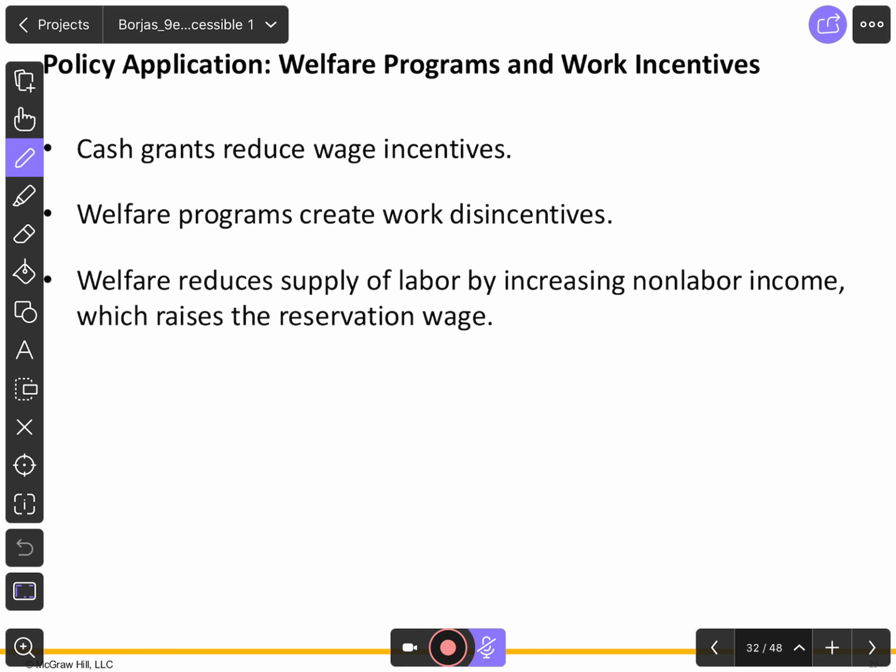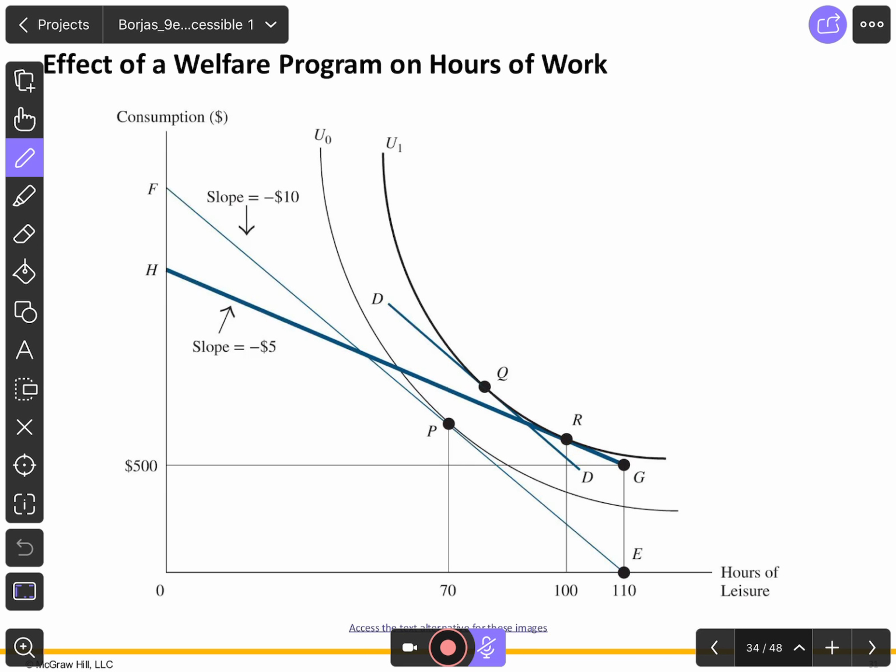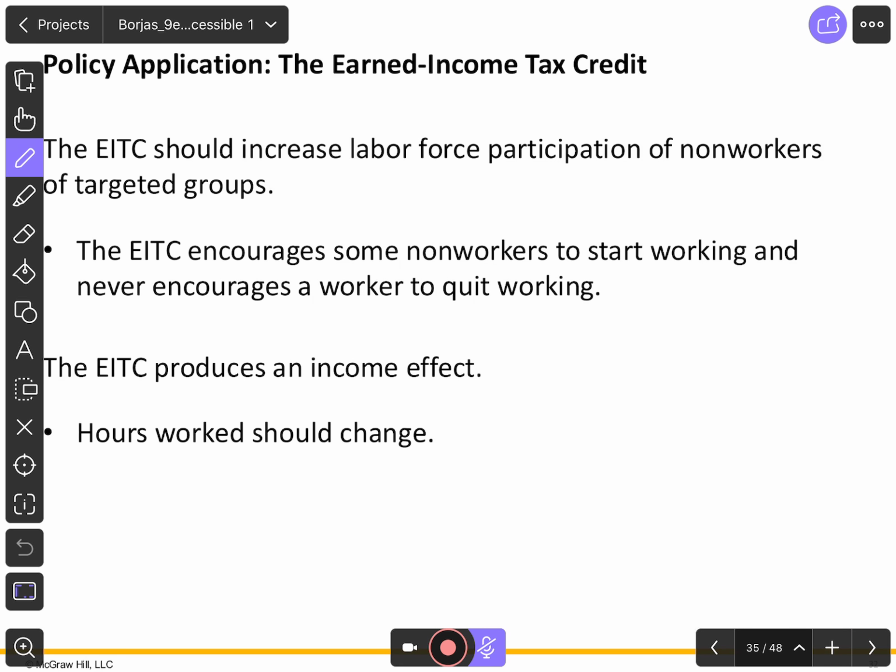Okay, so I'm going to stop here, and I want you to read the policy applications. I also want you to go over these graphs, and read about the earned income tax credits. These parts should be easy after we talked about the main theory part. But if you have any questions, please go ahead and write on the discussion forum or sign up for office hours.